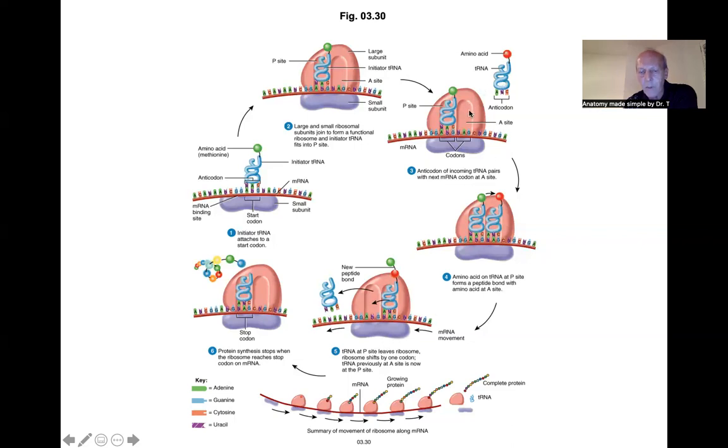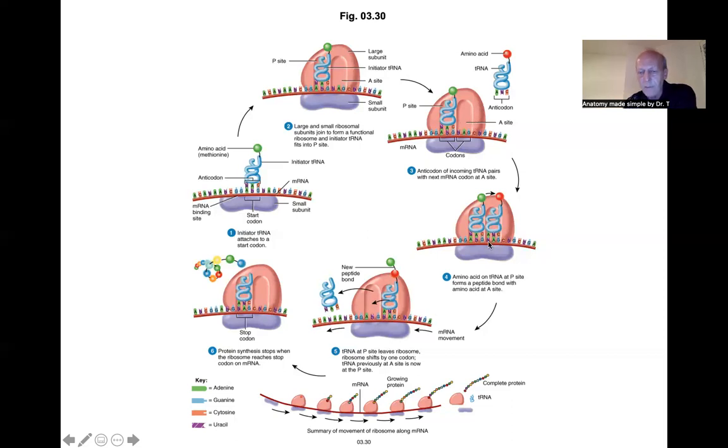Okay, so at the A site, we have a vacant space, and we have here uracil, adenine, guanine. So the matching anticodon must be adenine, uracil, and cytosine. Adenine, uracil, cytosine. So good match. And this molecule of transport RNA is going to fit into the A site. That's great. This is bringing the second amino acid.